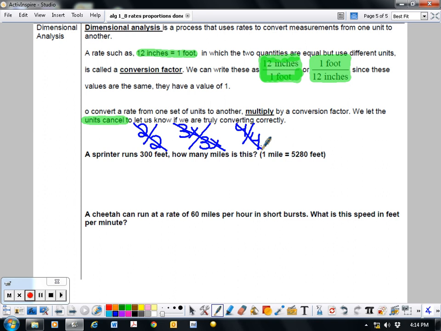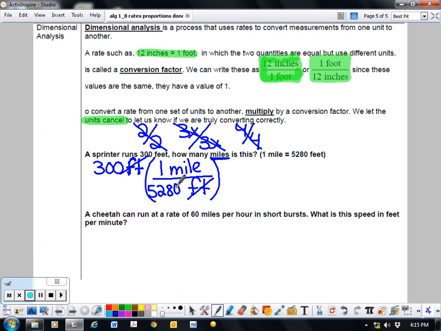So a sprinter runs 300 feet. So I have 300 feet, and I'm going to try and change that into miles. So I have my conversion. 1 mile is 5,280 feet. So I'm going to have my conversion factor, and I have to decide what goes on top, the miles or the feet. And because I want my units to cancel out, if I have feet on top right here, I need to have feet on bottom so those can cancel out. So that means 1 mile is on top and 5,280 feet is on bottom.